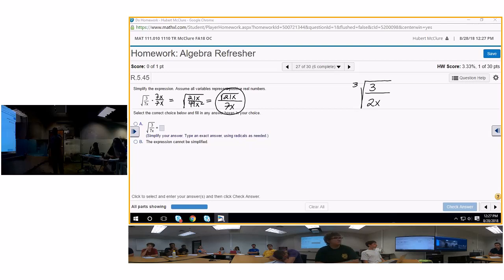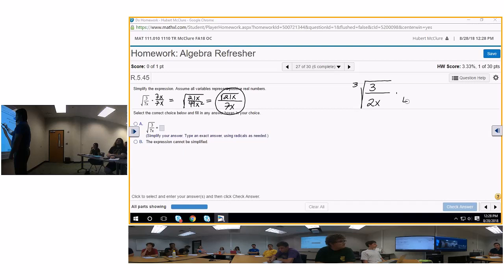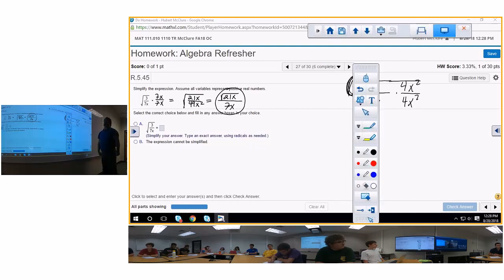Did y'all hear that? He said x squared, and I said the x squared is correct. He said 2x squared, but that's not correct. 4x squared. Why would I multiply by 4x squared? Because you need to cube the 2. Because I got to make a perfect what? I got to make a perfect cube. And the first perfect cube is 8.